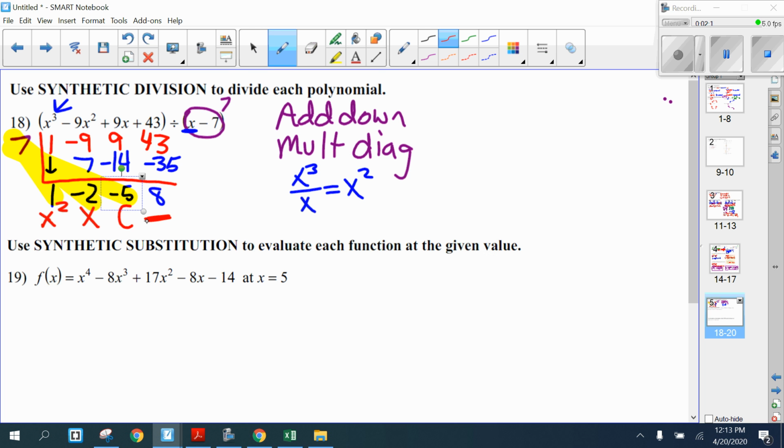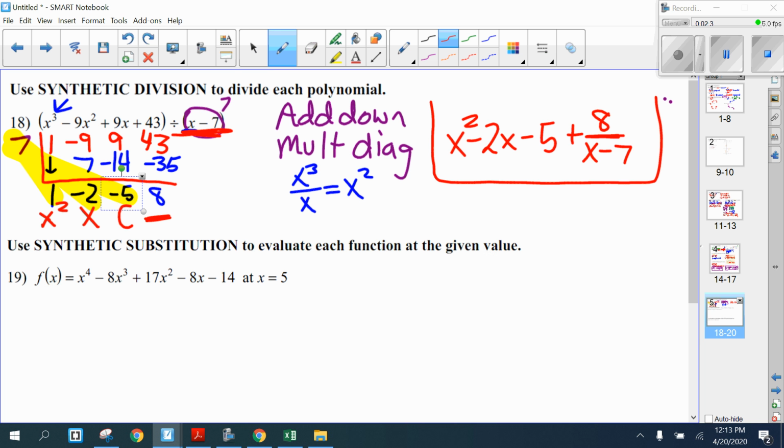So we've got 1x squared. Here's our answer. X squared minus 2x minus 5 is the constant, and then plus 8 is the numerator of a fraction divided by what we're dividing by here, x minus 7. That's synthetic division. We could have done long division, but synthetic division, most students find that easier.